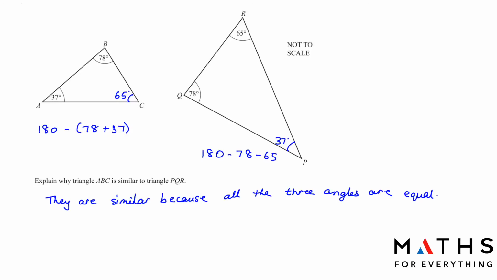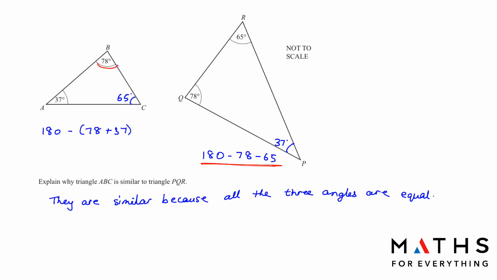Either you could have done this or there was no need to find this. You could have just written from here that because two angles are equal, they are a similar triangle. Because if two angles are equal, the third angle will obviously be equal too.